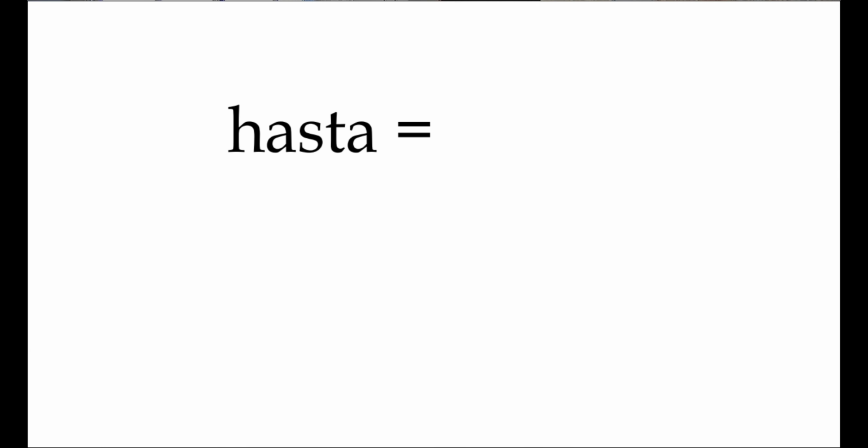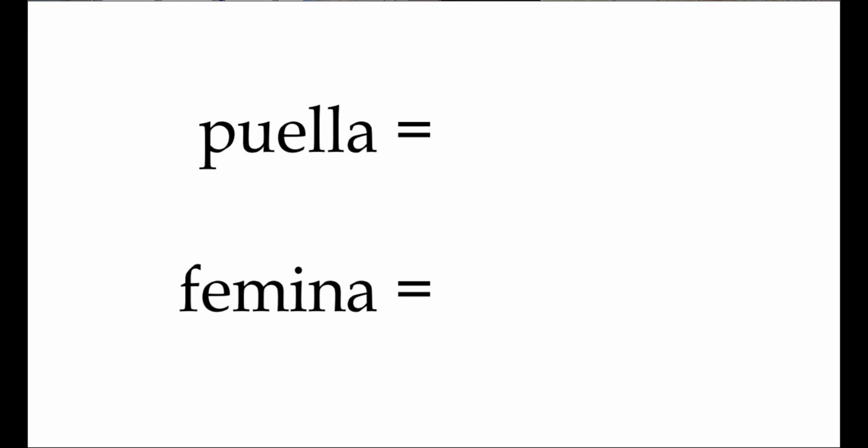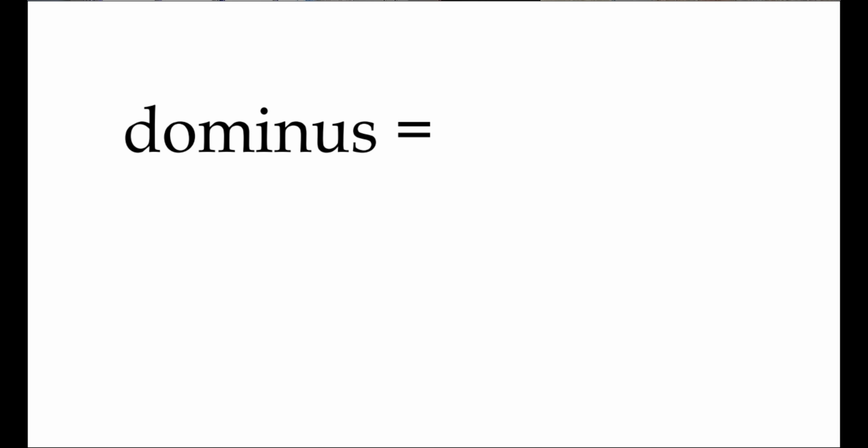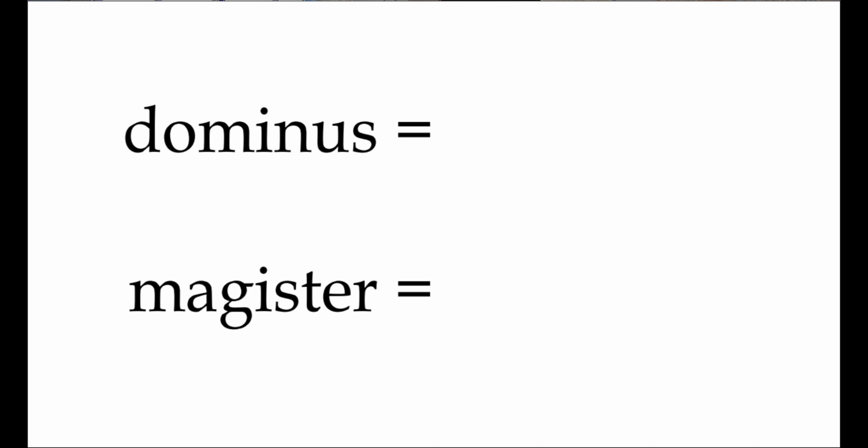Some of these might seem a bit obvious at first, and they will get increasingly more difficult. Hasta and sagitta. You know that they're weapons of some sort. Which one is which? Puella, femina. Again, most of you will probably know this immediately, but some of you still get them slightly mixed up. Here's the next one, puella. Dominus and magister.